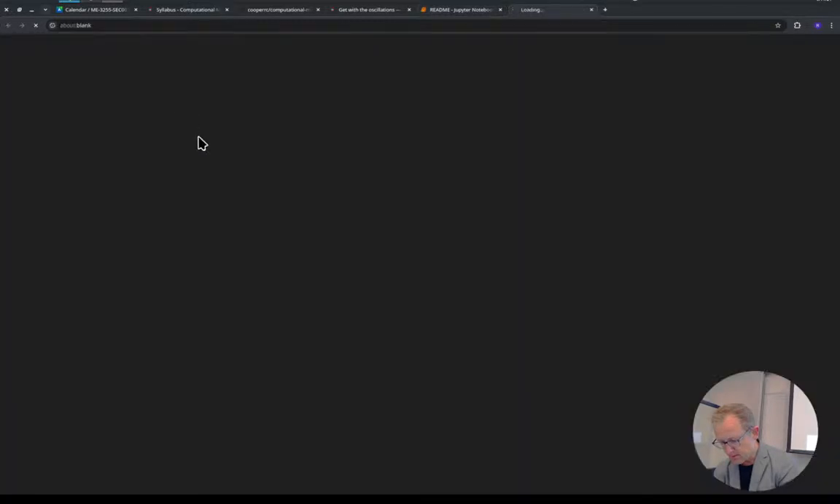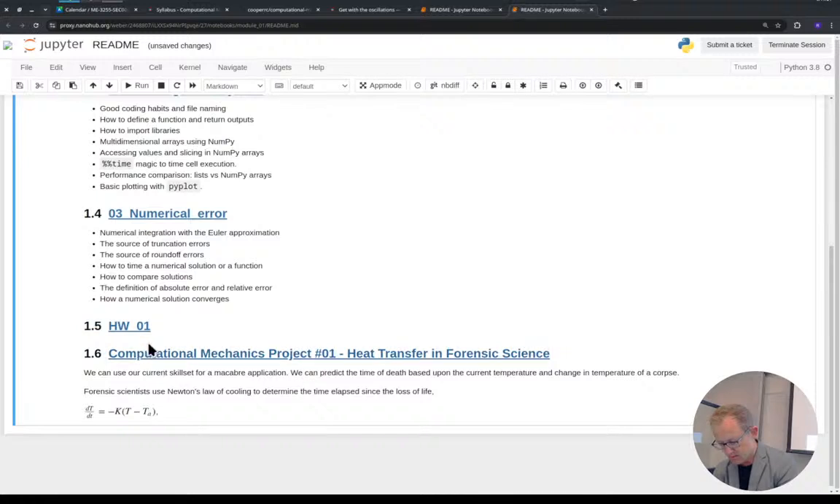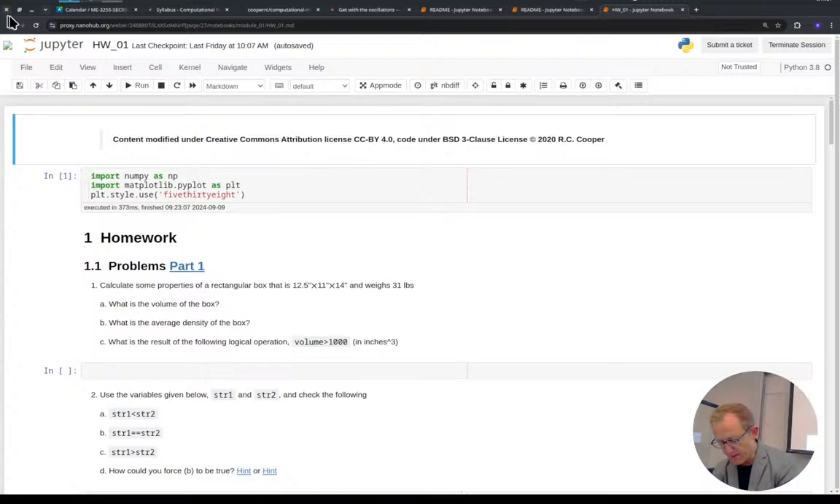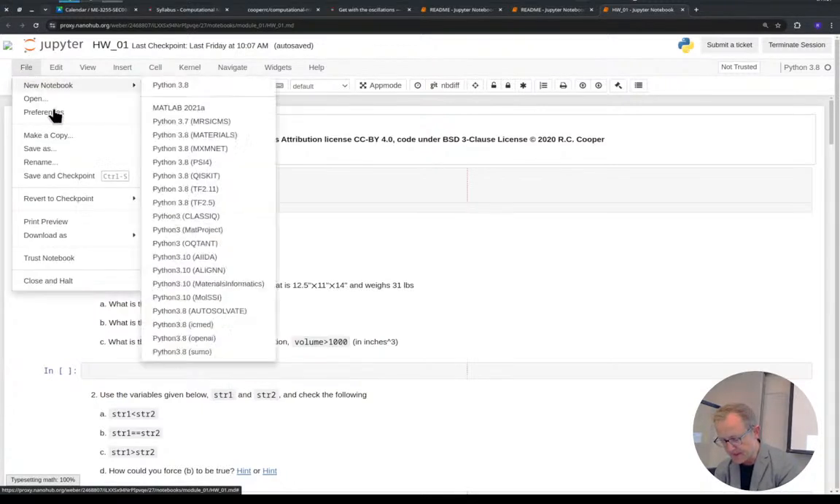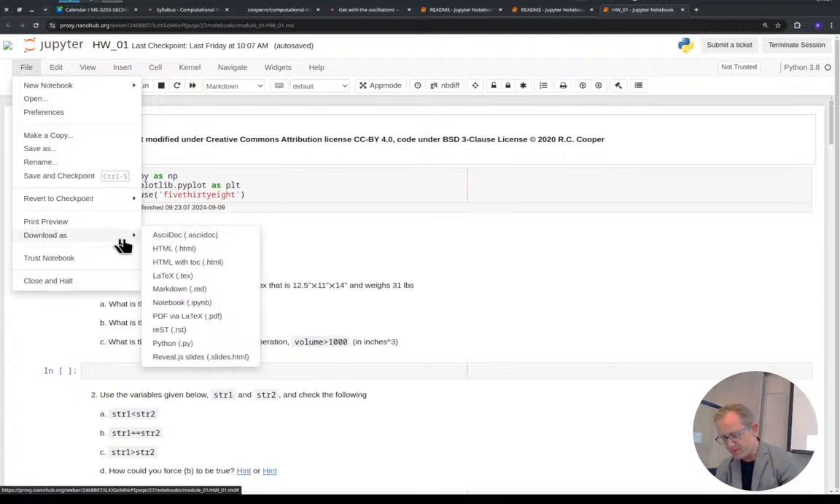So here, CompMech 01, coming down to homework 1. Right now I have nothing done, but I'm going to submit it anyway. If you say download as PDF, you're going to hit an error. Nine times out of 10, you'll get a 500 error. So don't use that download button. Hit the preview.